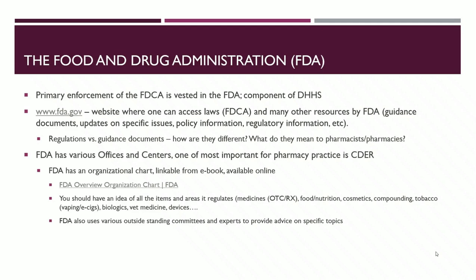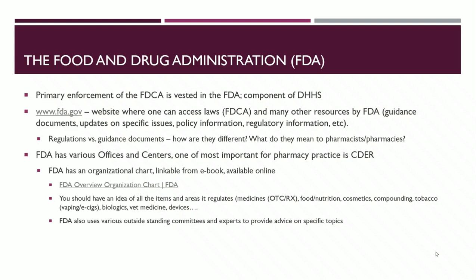The structure of the FDA, they have various types of offices and centers. Like I said, they regulate a number of things. They regulate tobacco, they regulate medical devices, they regulate vet meds, all different things. So you can look at their organizational chart. It changes occasionally. In fact, it just changed a couple years ago. They rearrange things occasionally as well. So if you want to look at the most current one, it's on their website.